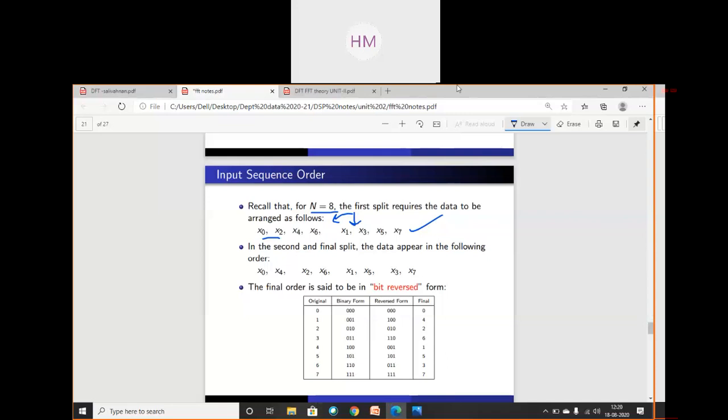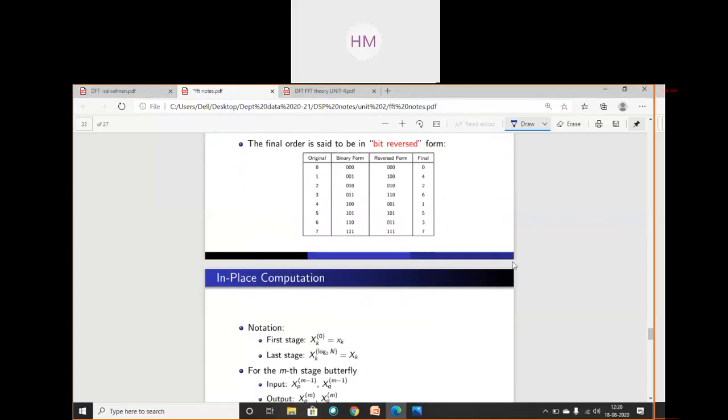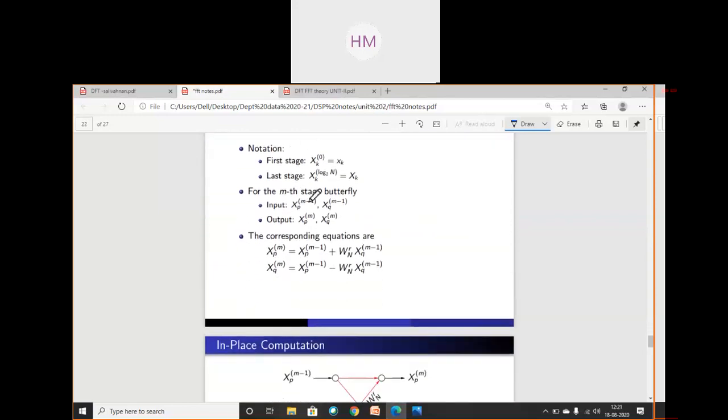So is it clear? Anything you want to ask? Okay, then we'll start. So this is known as the in-place computation technique. For the first stage, mth stage butterfly diagram, the corresponding equations are these. X p of m is equal to x p of these. M are the stages: first stage, second stage, third stage decomposition.